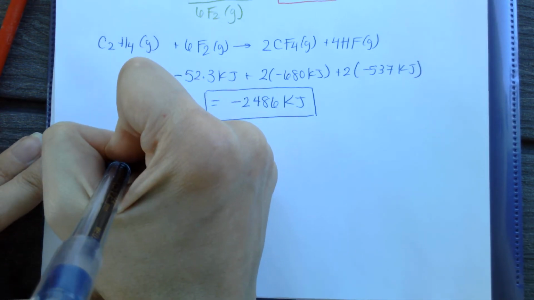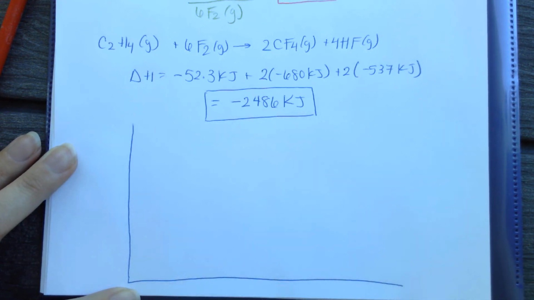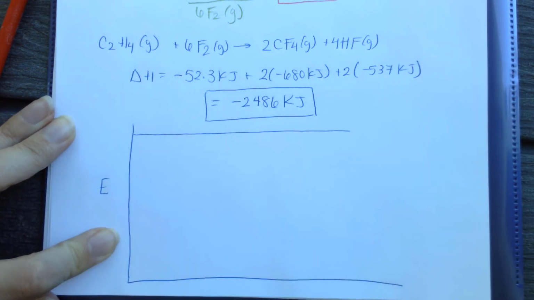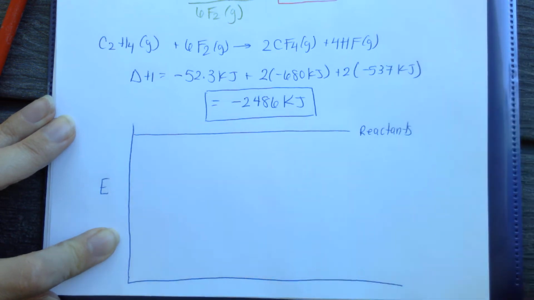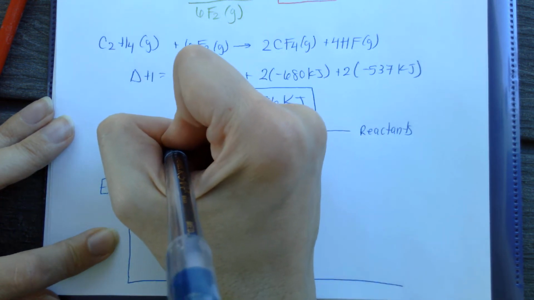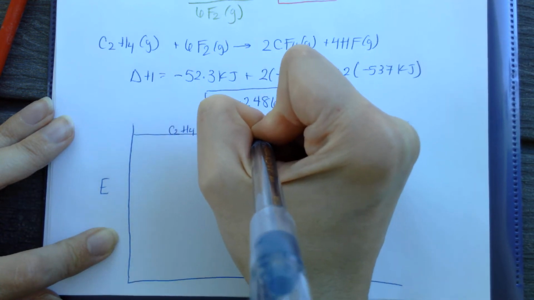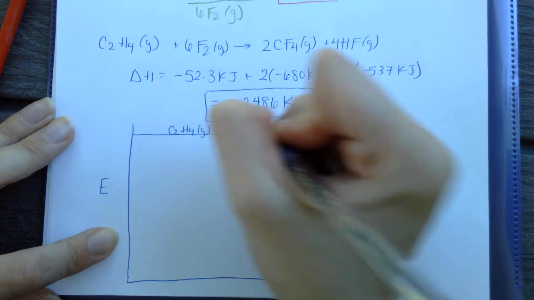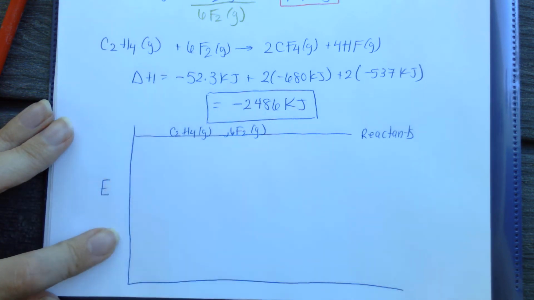If we were to look at energy, and so we have negative, so we know this is exothermic. So if energy was here, let's put our reactants up here. So this will be reactants. Okay, so we start off our reaction. We have the C2H4 gas and the F2 gas. Okay, so we'll even put the 6 there, 6F2. So we have the reaction in the vessel. We're starting with these 2 things.